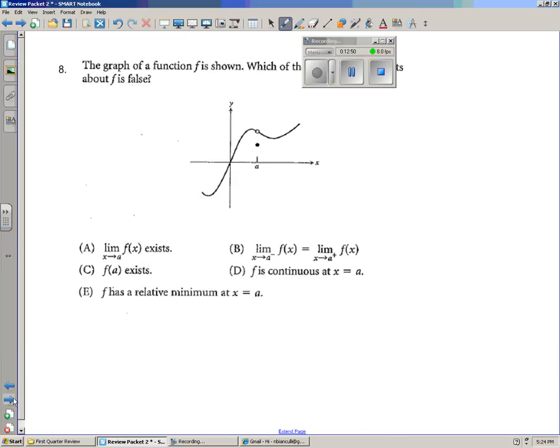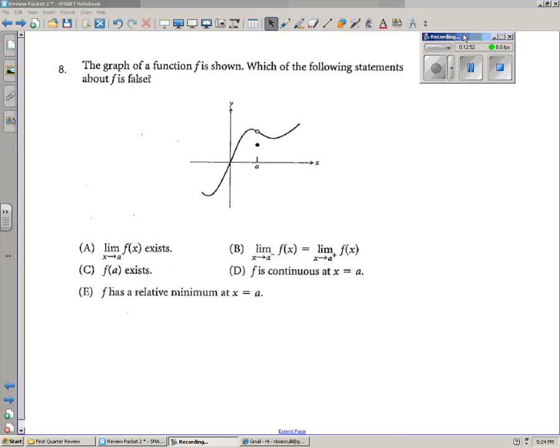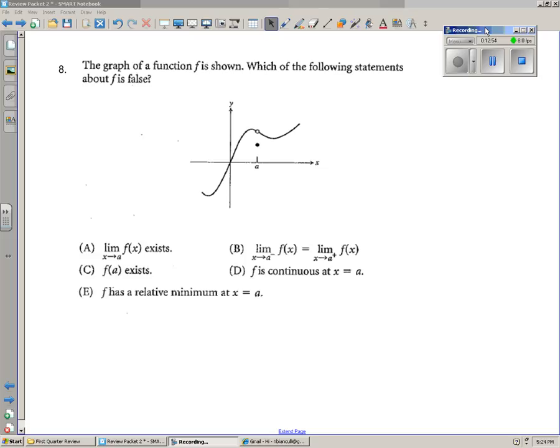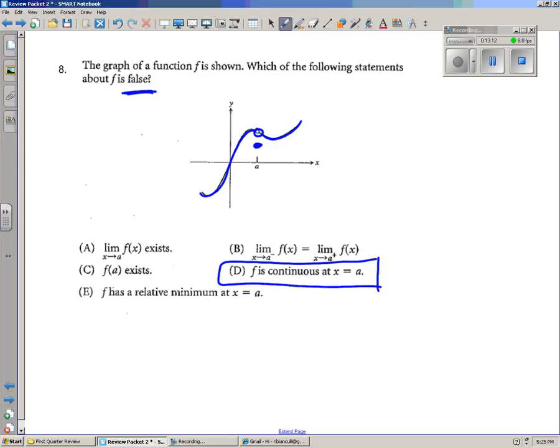All right, number 8 says, the graph of a function is shown. Which of the following statements about f is false? If you were to trace out the graph of this function, you would notice at A, you have to pick up your pen to graph it. So if you have to pick up your pen, that means the function's not continuous at A. We want which statement's false. So statement D is false. F is not continuous at A.